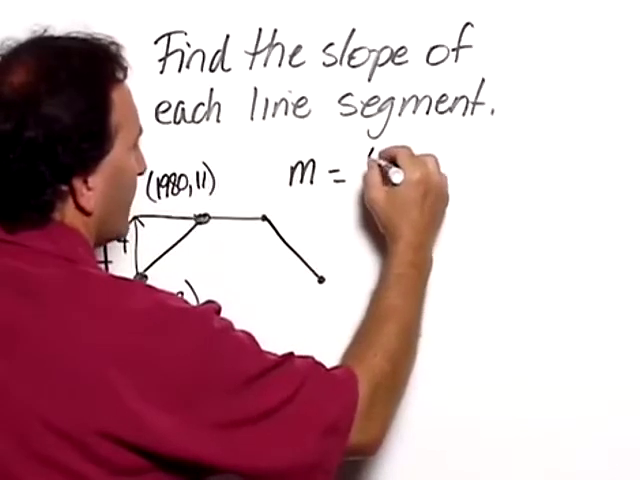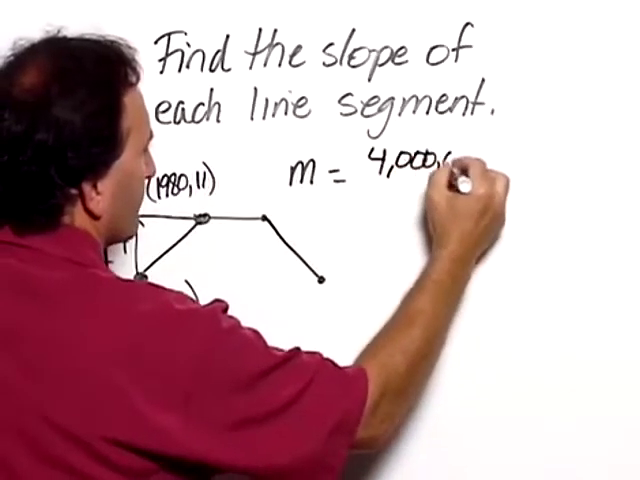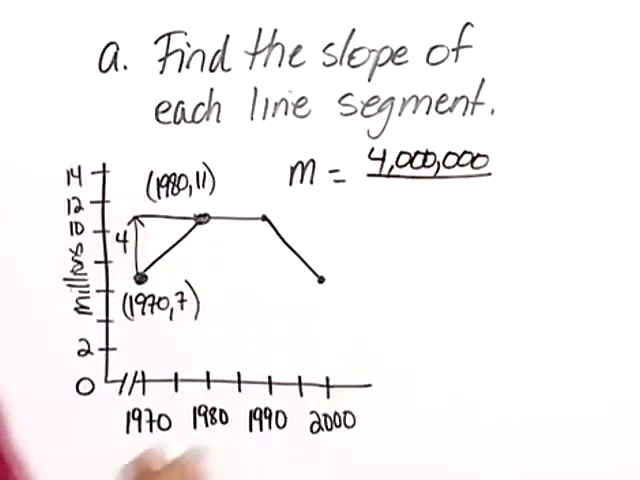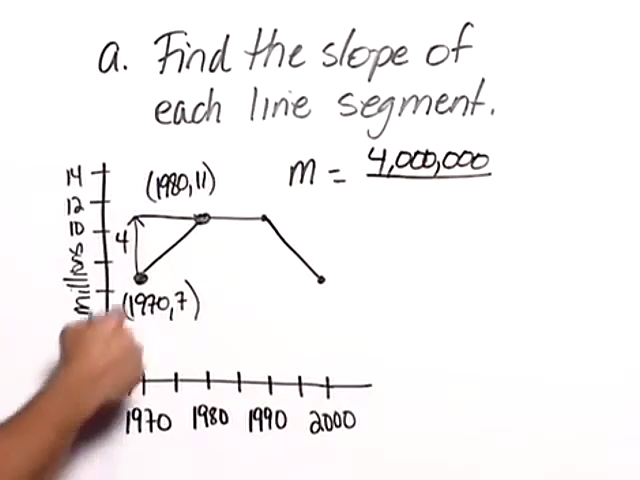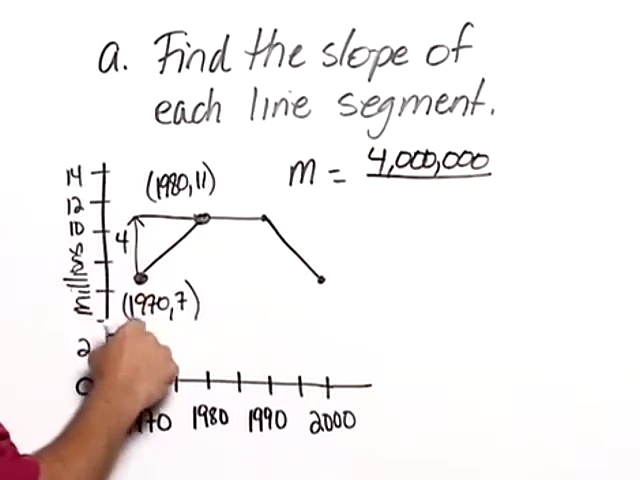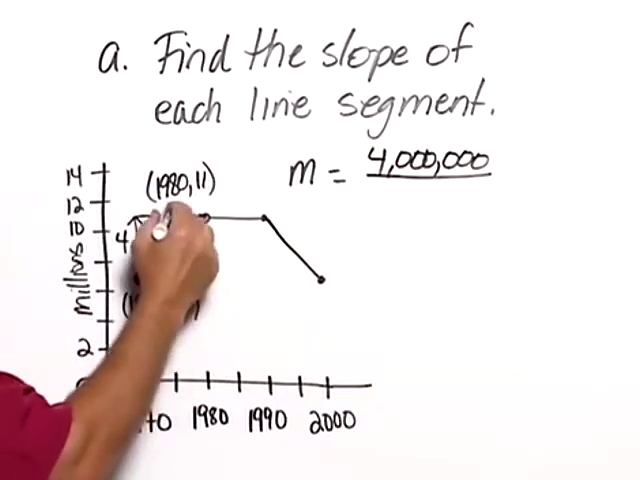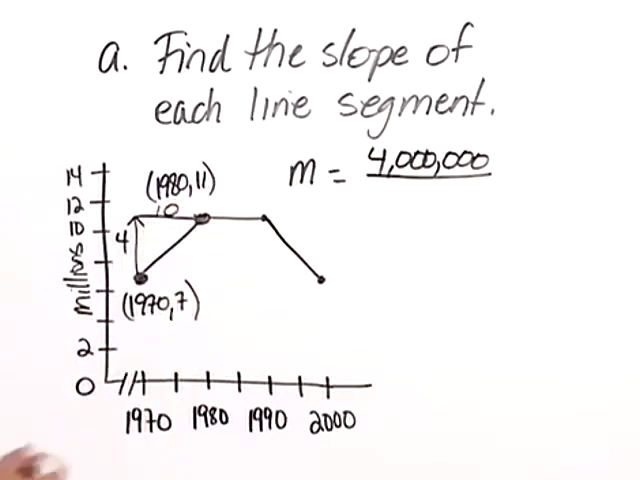So 4 million would be in the numerator. Now the run would go from 1970 to 1980. And so the run is 10.